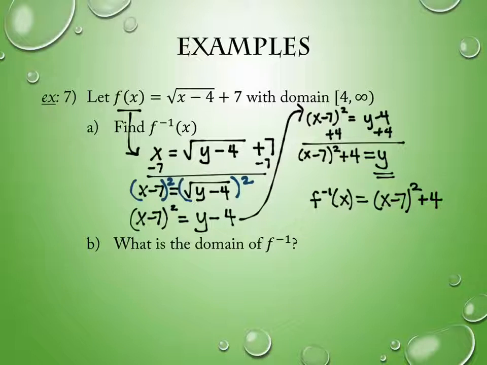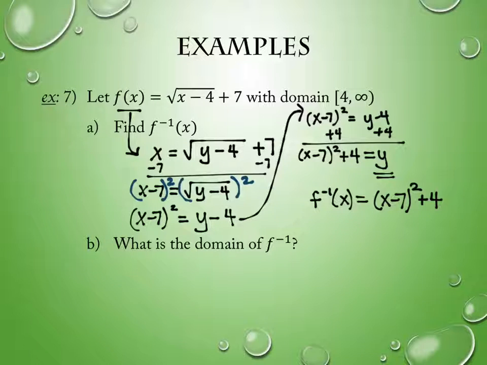Okay, and if you compare these pieces, here I have a square root, here I have a square, here I have a minus 4, here I have a plus 4, here I have a plus 7, here a minus 7. Everything has an equal and opposite reaction to it, right? Yeah, it's compensated for when we undo things.